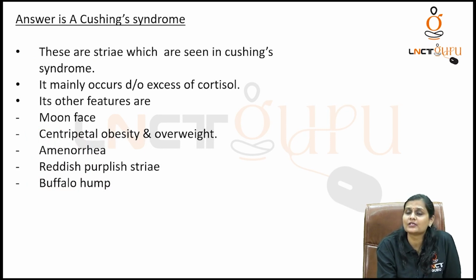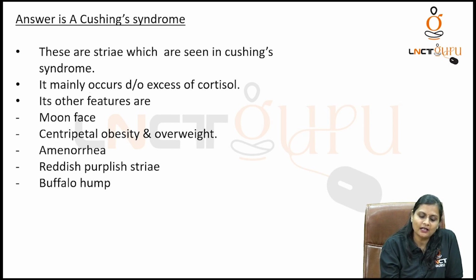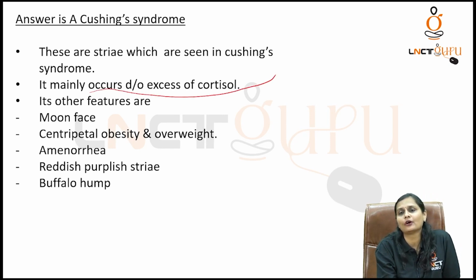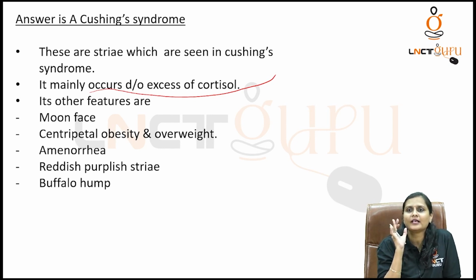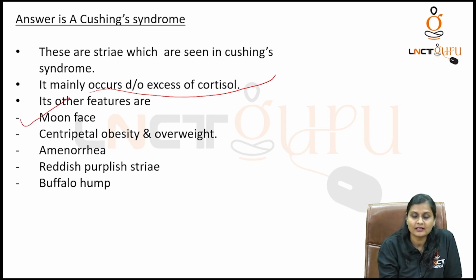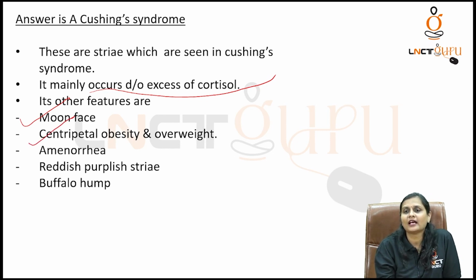Now, what is Cushing syndrome? It is the disease or the disorder which mainly occurs because of excess of cortisol. Now, other characteristic features for Cushing syndrome are moon face. What is moon face? There is a swelling over the face and it appears round and swollen. That is a moon face. Okay. Another one is centripetal obesity and overweight.